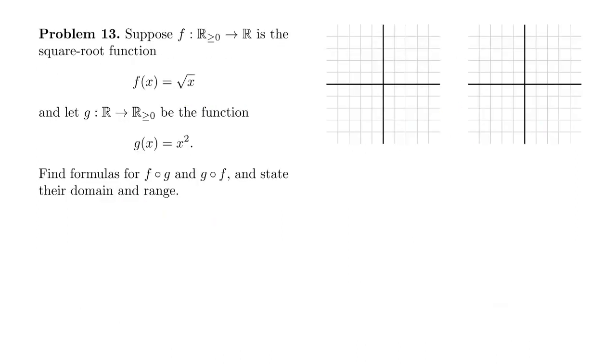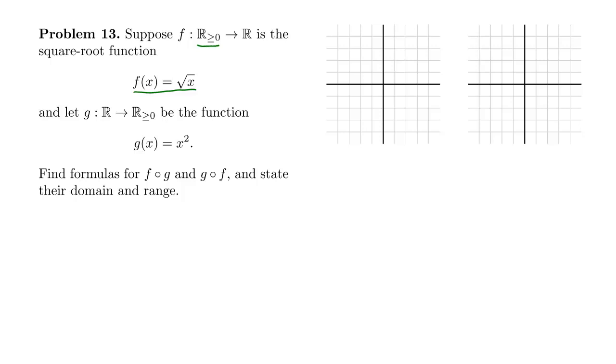Our next problem looks like the last one, at least superficially. We're given two functions, f and g, and we're asked to compose them. Let's look at the functions we're given and their stated domains and ranges. F is the square root function. Again, its domain is the non-negative integers. We can only take the square root of a number that is 0 or larger.